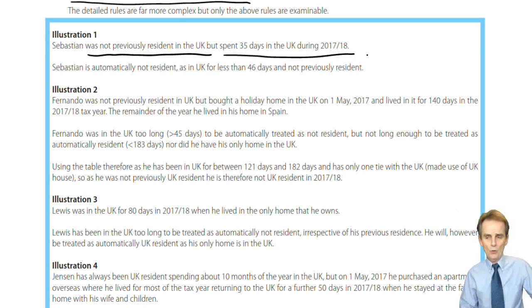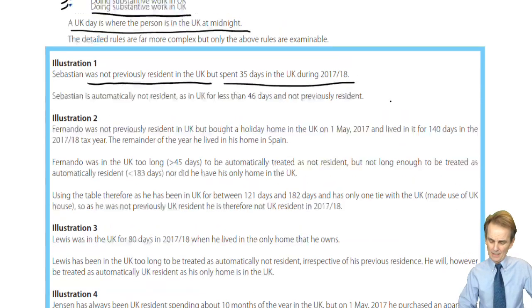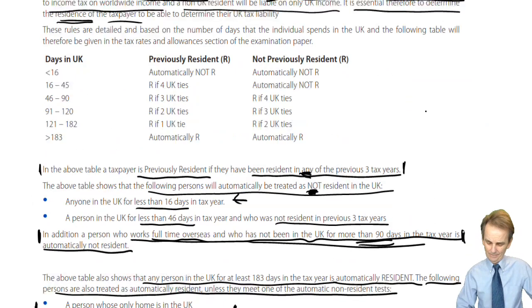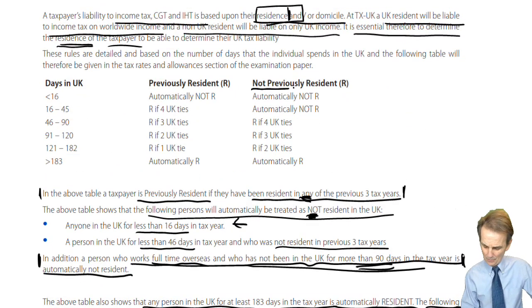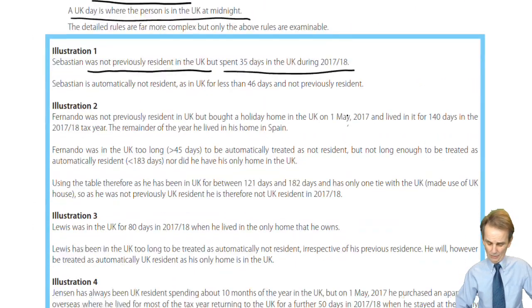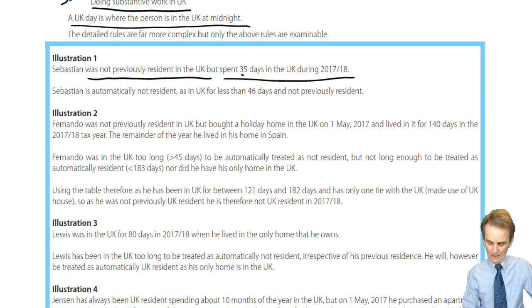For someone who was not previously resident in the UK, for them to qualify as automatically not UK resident, it has to be, let's go back to that table. There we go, not previously resident. You're automatically not resident if up to 45 days in the UK. Well, we haven't exceeded that. We are not in the UK for 46 days or more. It's only 35 days, as I recall here. There we go, 35 days.